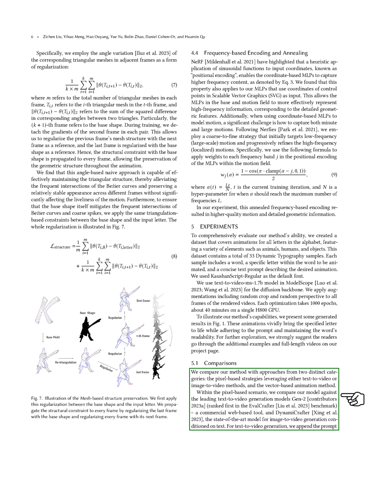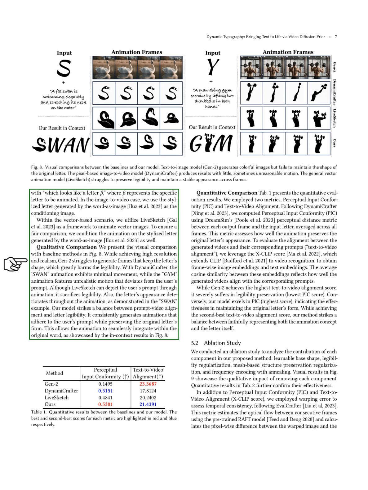To compare our method, we looked at two categories: pixel-based strategies using text-to-video or image-to-video methods and vector-based methods. In the pixel-based category, we compared our model with Gen 2 and Dynamicrafter. For the vector-based comparison, we used Live Sketch. Our model strikes a balance between aligning with the prompt and maintaining letter legibility, unlike other methods that struggle with either movement realism or legibility.